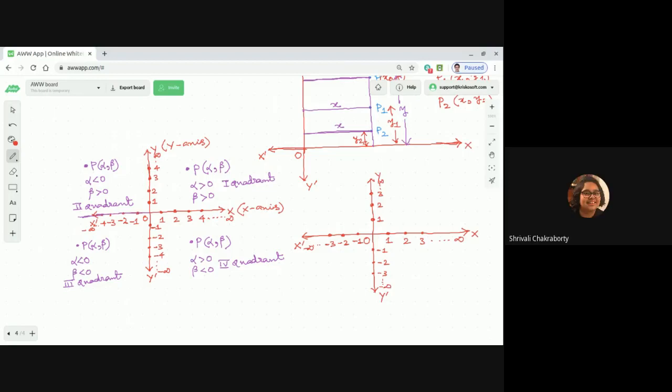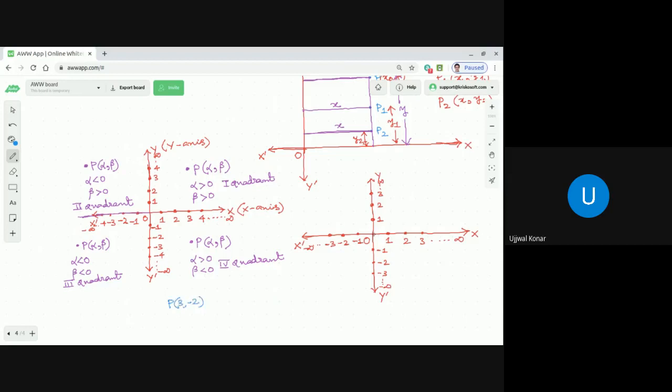Sir, 3 comma minus 2. 3 comma minus 2. Very good. 3 comma minus 2, how will it be, dear students? So let me use a different color pen. Okay. 3 comma minus 2. So she said, sir, you place 3 comma minus 2. So let me write it a little here. So you are telling 3 comma minus 2.